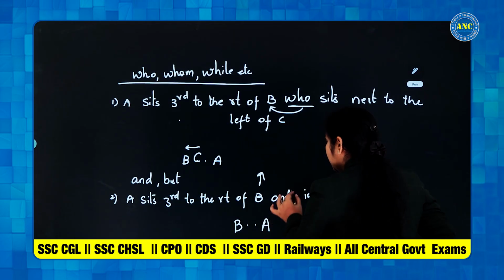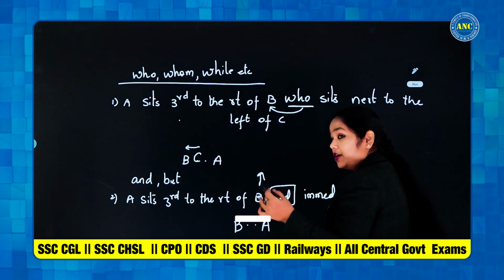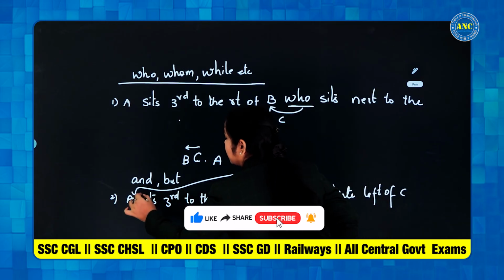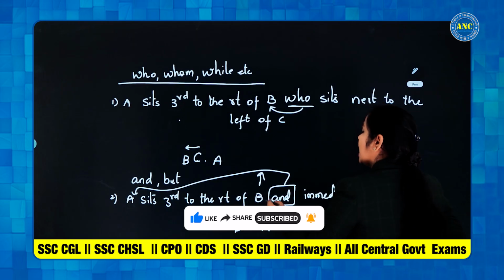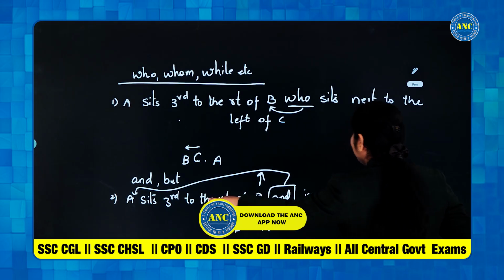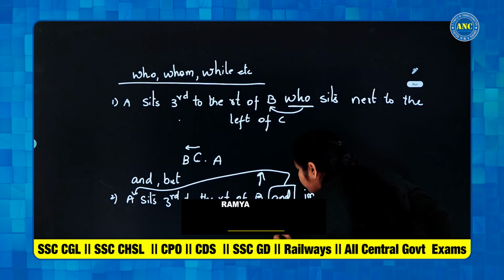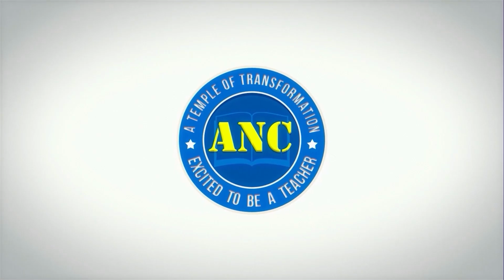And when words like conjunctions, like and, come, what do we have to talk about? This and is talking about the first person. This and talks about the first person. That means after B, A is immediate left of C. So, the position of C is here. A is immediate left of C. Clear?